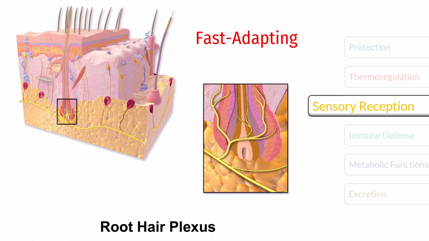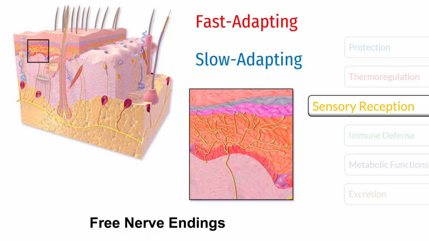So let's look at key sensory structures. Hair follicle receptors. These are rapidly adapting nerve plexuses that surround hair follicles and detect light touch and hair movement. Free nerve endings are found in the epidermis and dermis. These are the most abundant and simplest receptors. They detect pain, temperature, and crude touch. Unlike other receptors, they are not encapsulated or associated with any accessory structures.